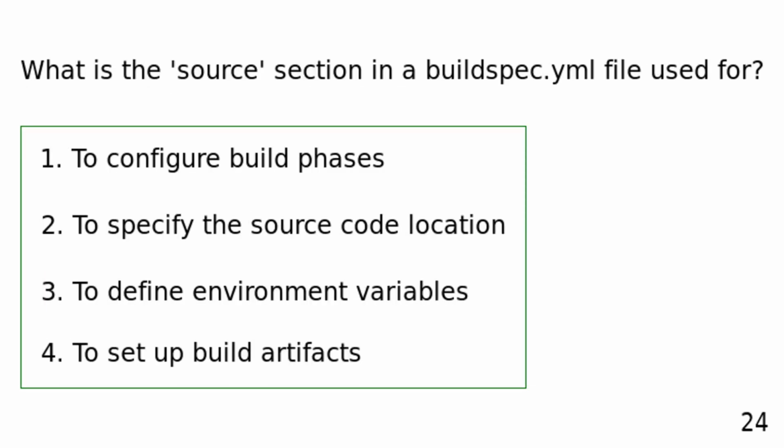What is the source section in a buildspec.yml file used for? To configure build phases. To specify the source code location. To define environment variables. To set up build artifacts.